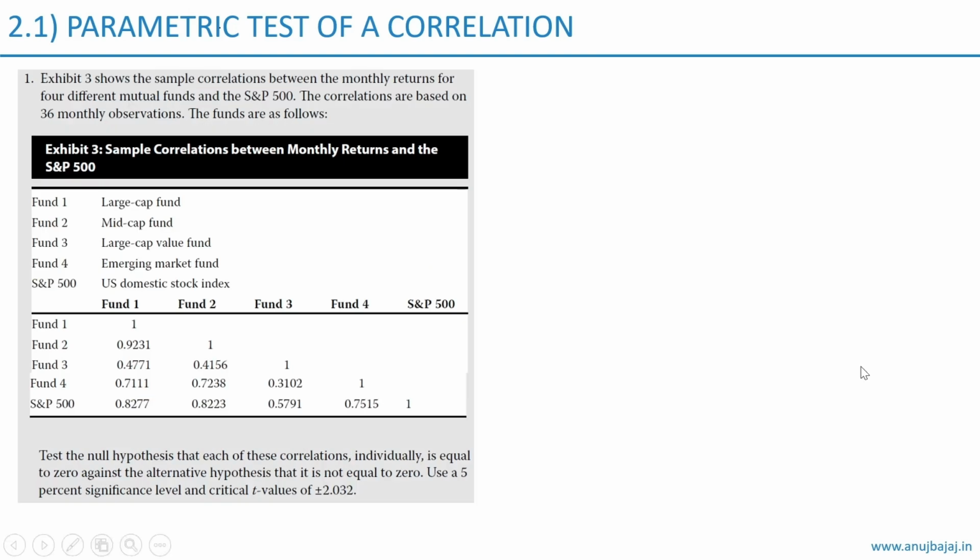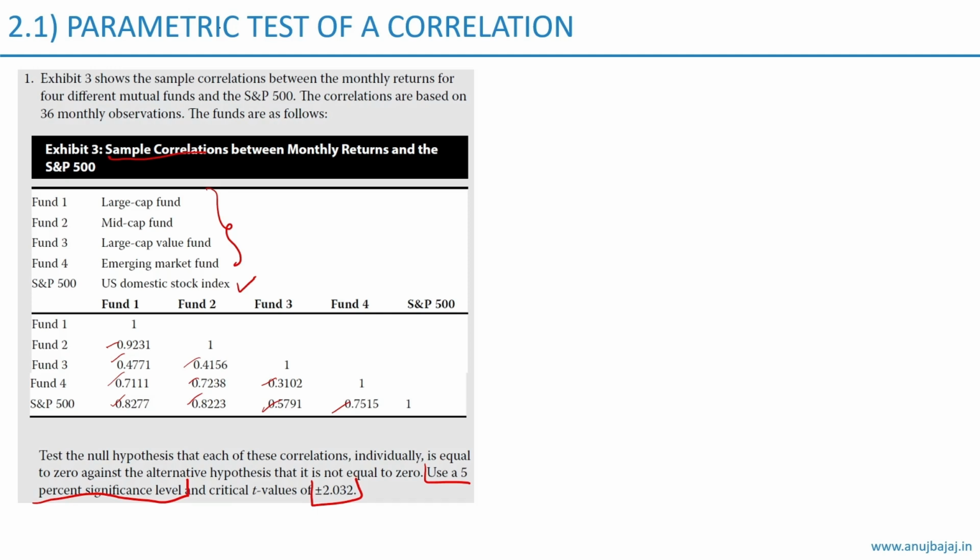So I want you to solve this question by yourself, where we have the sample correlation of the funds with each other as well as the correlation of each of the funds with the S&P 500. So in total we have 10 sample correlations, and you need to test whether these correlations are significantly different from 0 or not. You will be using a 5% level of significance, and the critical value is plus or minus 2.032.